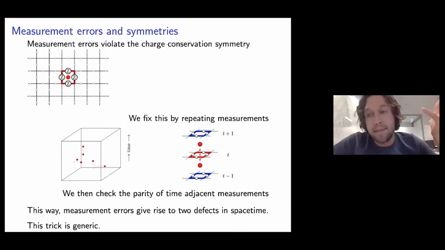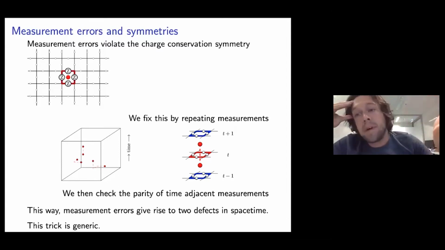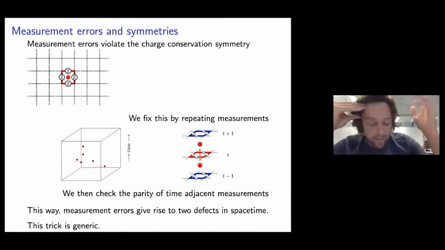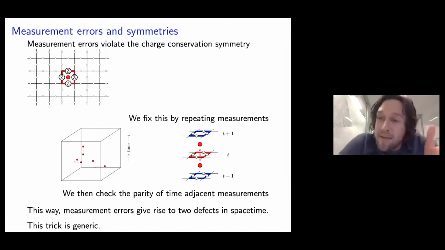And sometimes these stabilizer measurements go wrong as well, and they give rise to a measurement error. That can cause a problem in this symmetry picture, because you could imagine just one measurement going wrong and giving rise to one defect. What do you do if you're not entirely sure? You don't trust your measurement; you measure it over and over and over again. If you do that, then you can try and determine when the measurement errors have occurred as well. So we can also recover a symmetry this way.